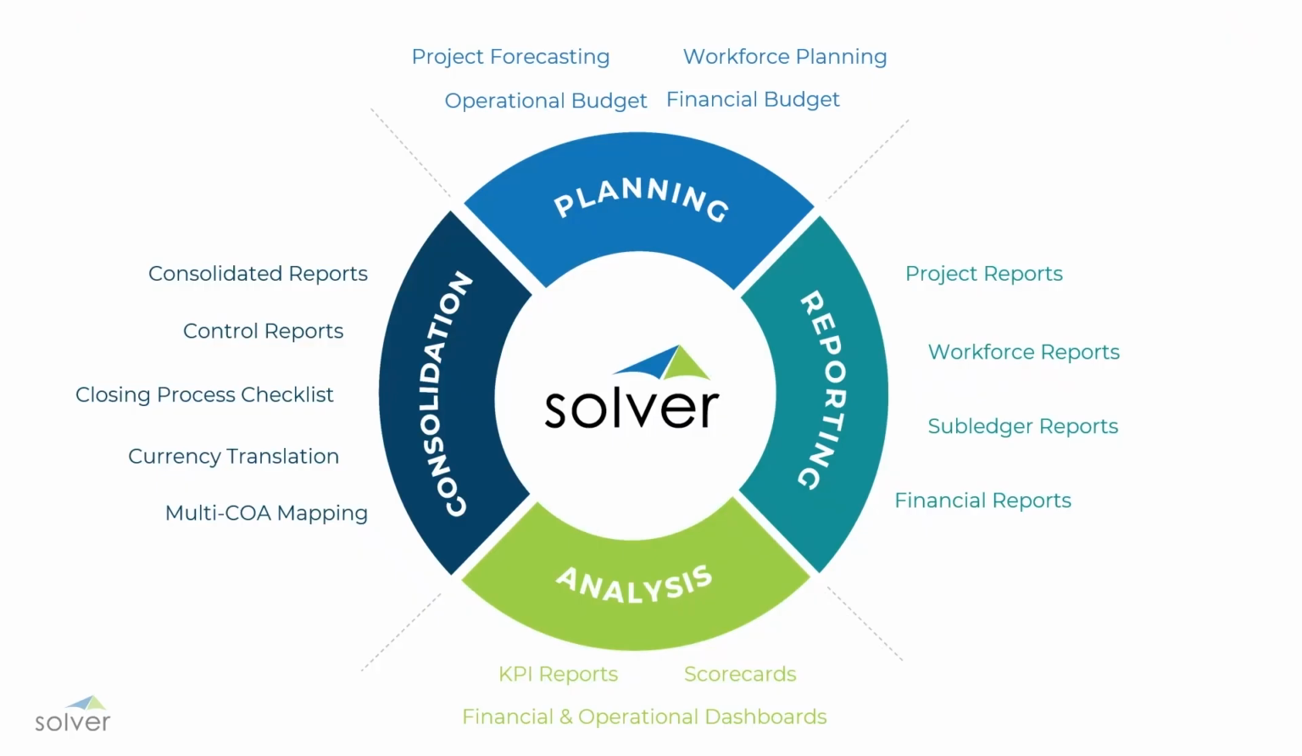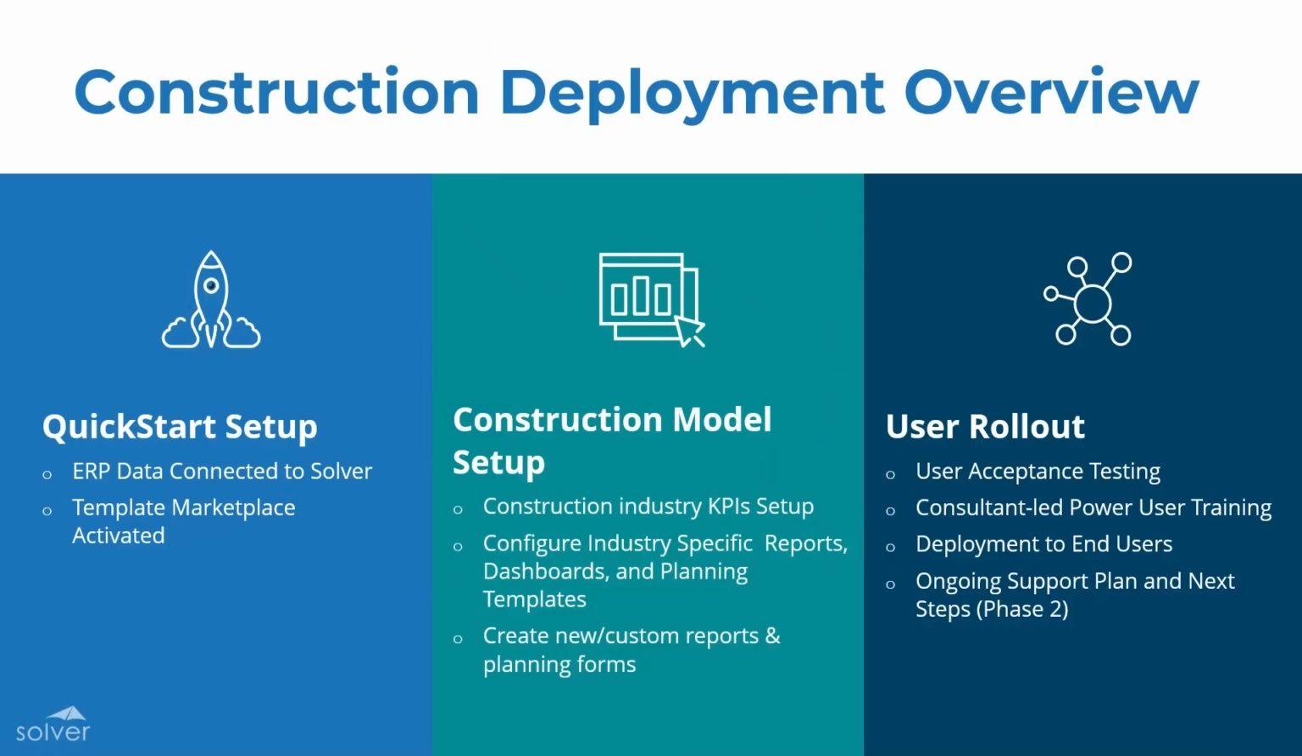Here's a quick overview of what it looks like to get started with Solver's solution for construction companies. First, we use our patented Quick Start deployment technology to seamlessly integrate to your ERP. This also enables Solver's template marketplace, where you'll be able to download financial reports, analysis reports, budget templates, and more. Next, we set up your construction industry specific model, allowing you to pick and choose exactly what pre-built reports, dashboards, and planning models, and configure your KPIs to your specific business needs. Lastly, we roll it out to users with testing, validation, and training, ensuring a seamless experience for all.